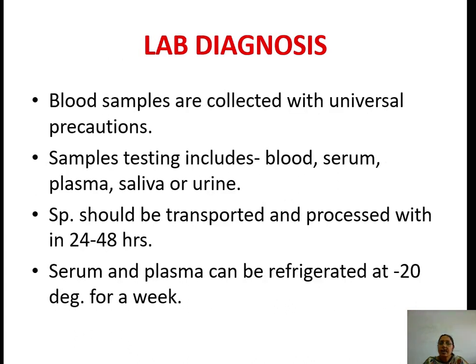Now, how to diagnose these cases? Blood samples are collected with universal precautions. Universal precautions are very important because if they are not taken properly, they can be the source of infection. Samples tested include blood, serum, plasma, saliva and urine. The virus is excreted and present in every sample or body fluid in the body.